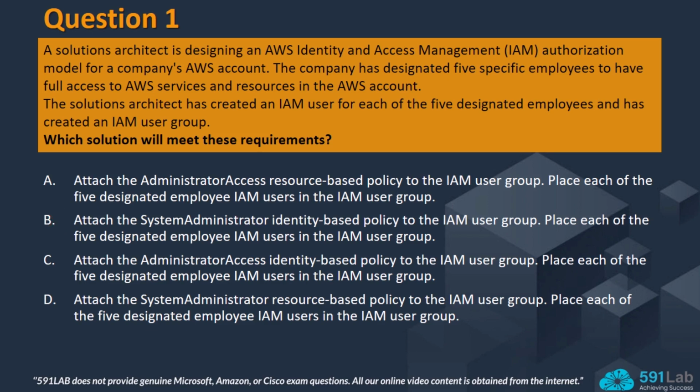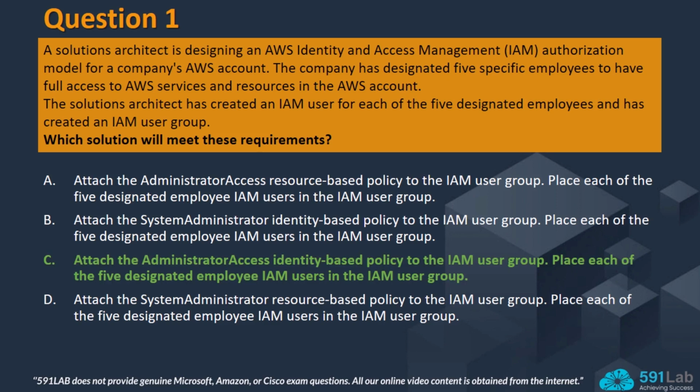Option C is attach the administrator access identity-based policy to the IAM user group. Place each of the 5 designated employee IAM users in the IAM user group. So this is the correct choice. The administrator access policy is the standard AWS managed policy that provides full access to AWS services and resources. Attaching it as an identity-based policy to the IAM user group ensures that all the IAM users in that group inherit the permissions.